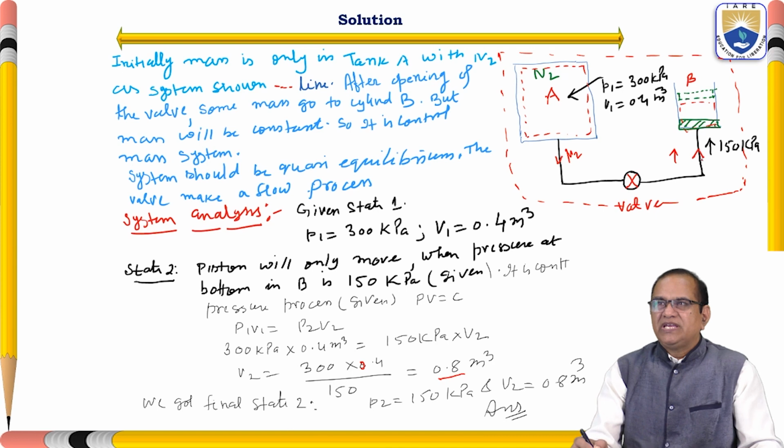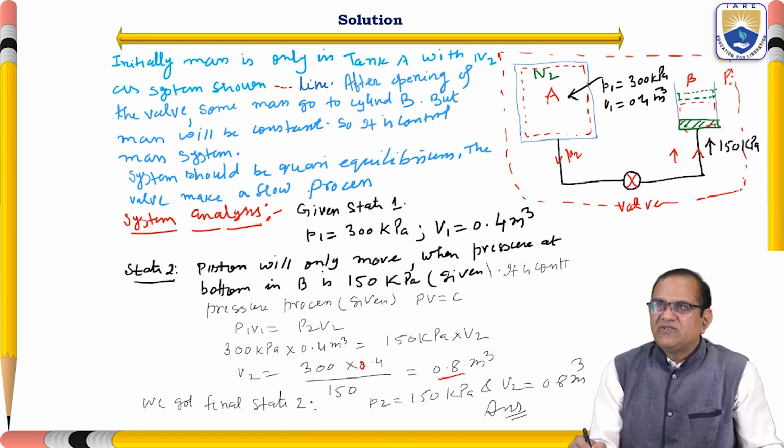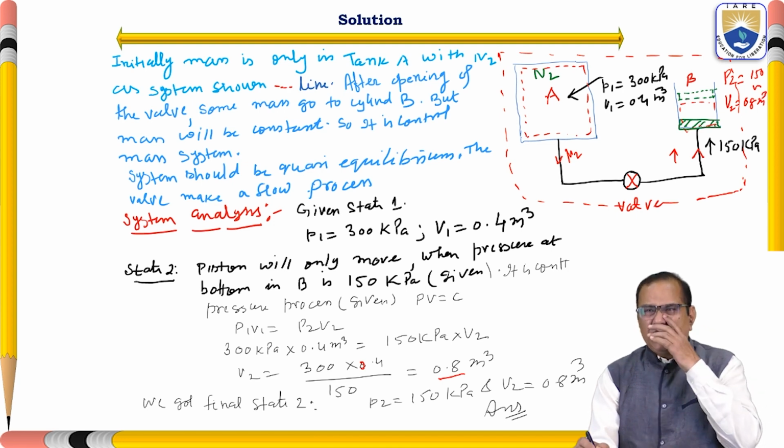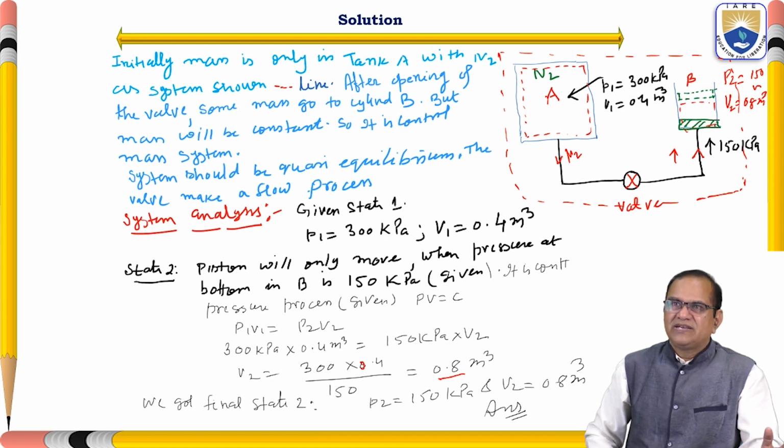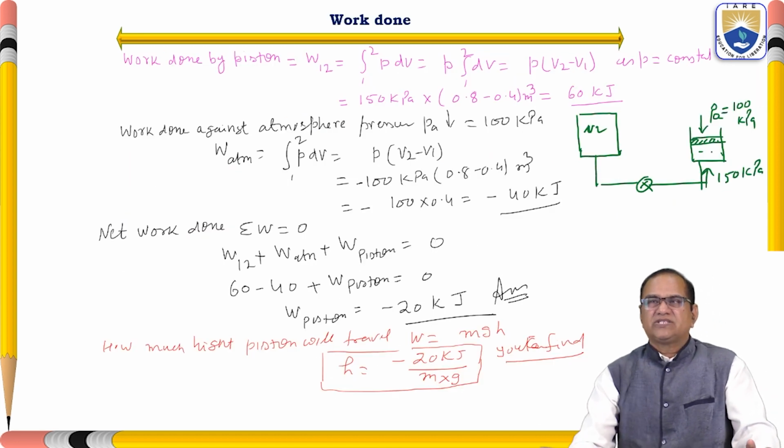So here P2 is given, that is 150 kilopascal. We got V2 is equal to 0.8 meter cube. This state 2 we have achieved. Now we have to get some other things. So work done.